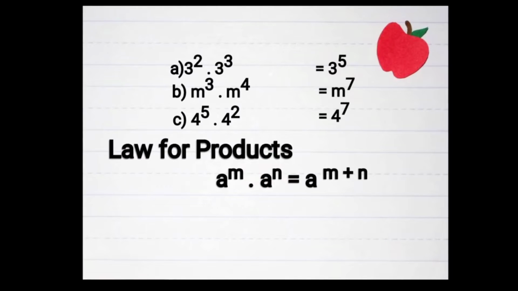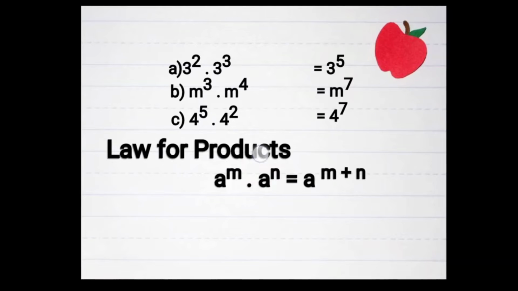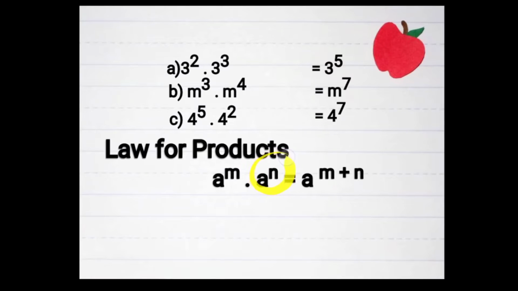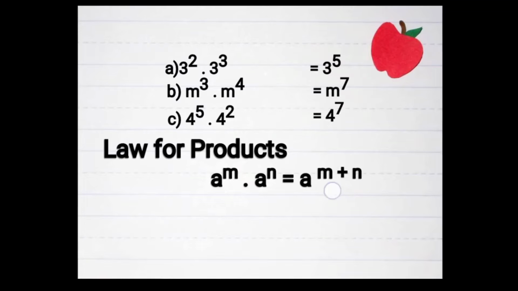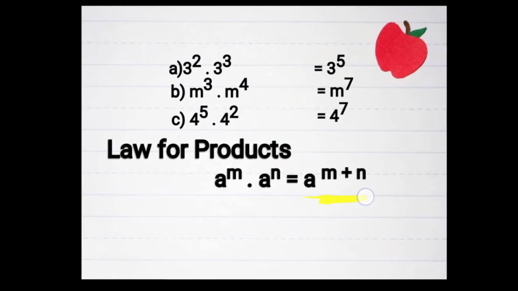So we have here multiplication. What you are going to do is to add the exponents of the same base. Okay? So as you can see, we have here the base a, the base a. So we have the same base. What you are going to do to find the answer is add their exponents. Okay? So the exponent of the first base a is m plus the exponent of the second base a, which is n. So our answer is a, which is the base, raised to m plus n. We just have to add their exponents.